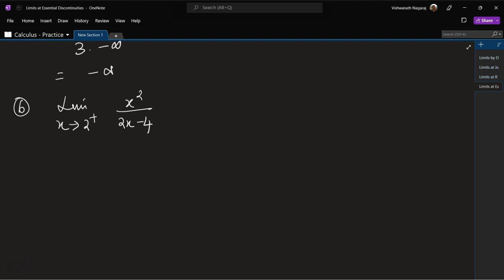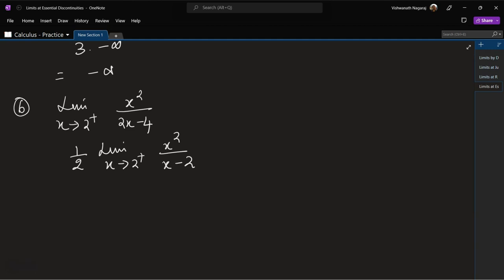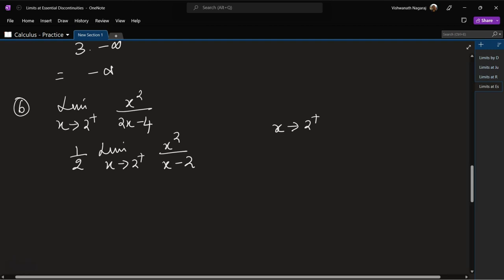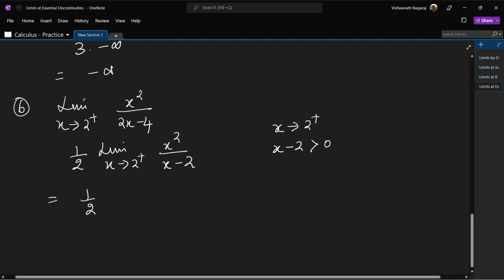Now, here in the denominator, we can take 2 common out. So 1 by 2, limit as x approaches 2 from the positive side of x square by x minus 2. Now, x approaches 2 from the positive side means it is going to be 2.01. So that means x minus 2, 2.01 minus 2, is going to be a very small number in the denominator. So this would be 1 by 2 times infinity, which means infinity. Actually, we can also do direct substitution in the numerator. So that would be 4 times infinity, which is infinity.